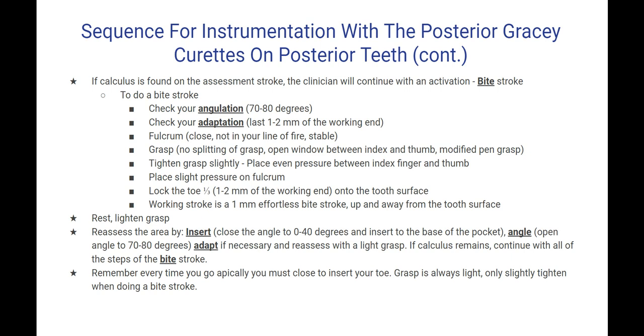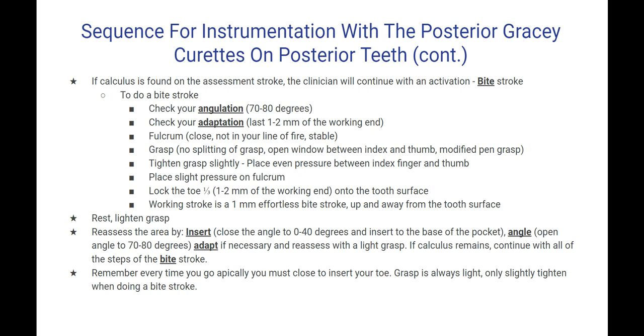Your fulcrum: are you close but not in your line of fire, yet stable? The grasp: no splitting of your grasp. You should have an open window between the index and thumb and a modified pen grasp. Tighten grasp slightly. Place even pressure between your index finger and thumb. Place slight pressure on your fulcrum. Lock the toe third, 1 to 2 millimeters of the working end, onto the tooth surface.